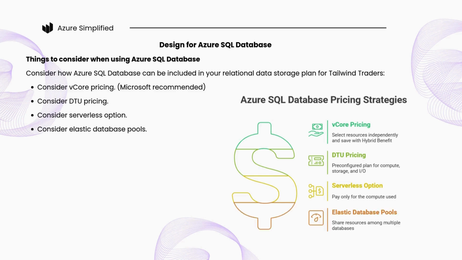Elastic Database Pools allows multiple databases to share a common pool of compute and storage resources. Optimizes costs by dynamically allocating resources based on demand. Useful for managing multiple databases with fluctuating workloads. Conclusion. Choosing the right pricing and deployment option depends on workload predictability, resource control needs, and cost-saving goals.